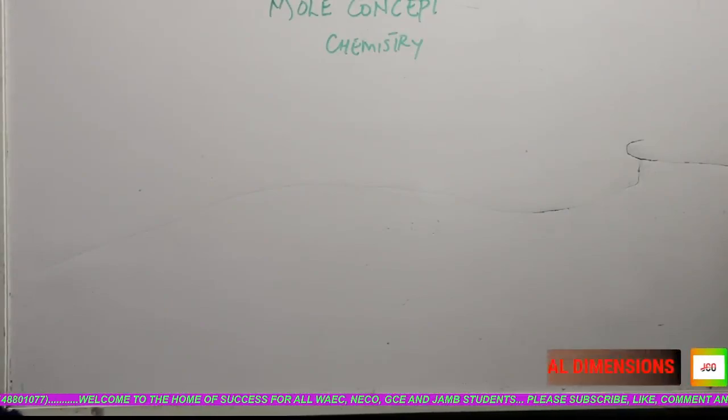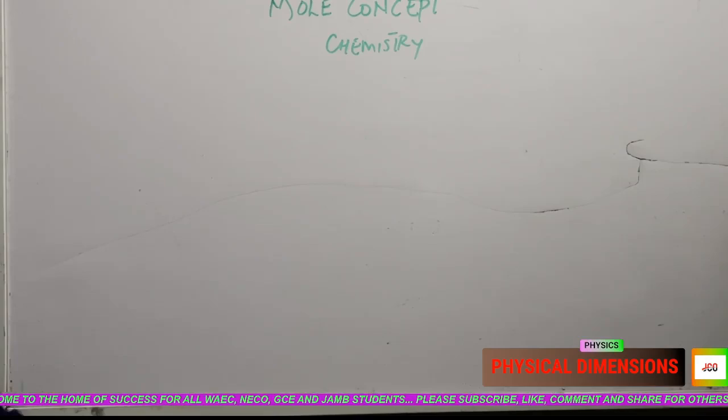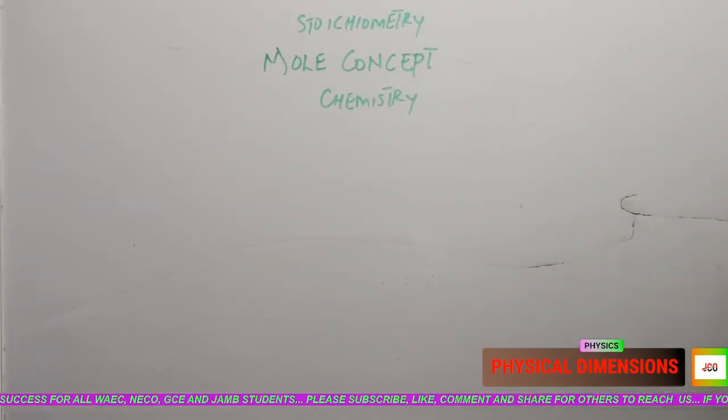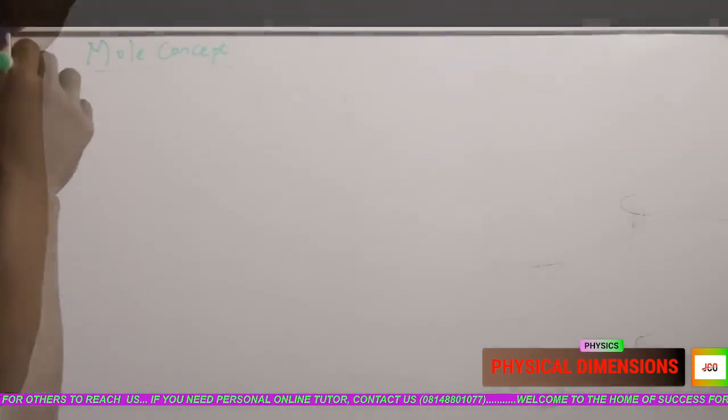Okay, viewers, this is one of our first classes for chemistry. We'll be dealing with stoichiometry, which is the mole concept. That's the first aspect we'll be dealing with in this chemistry course. It's going to be a long series, and this is episode 1 of our mole concept class.